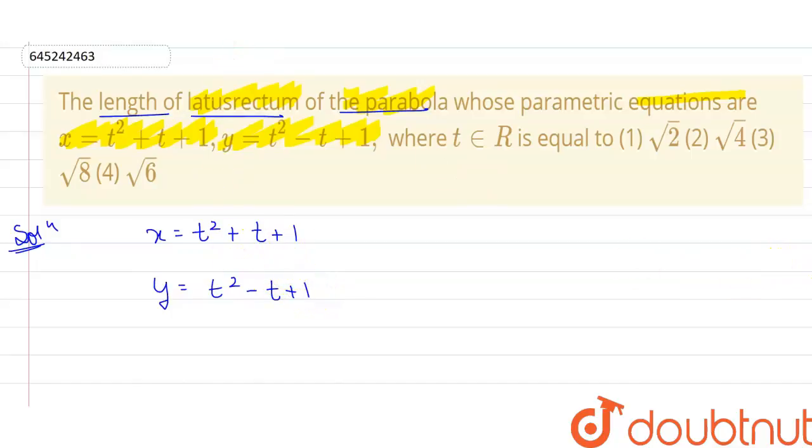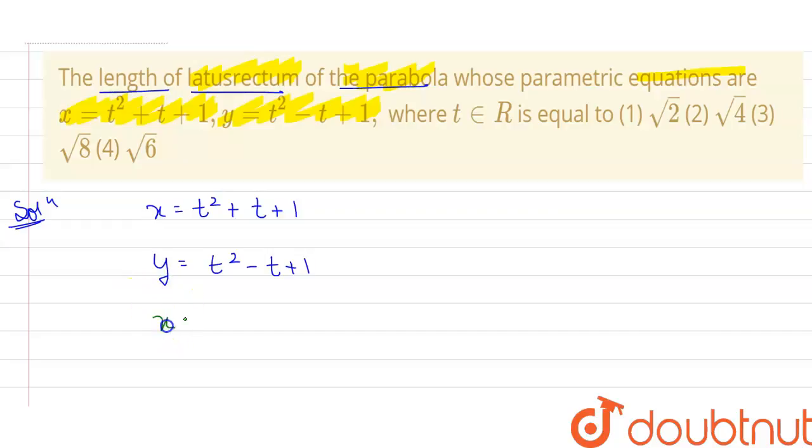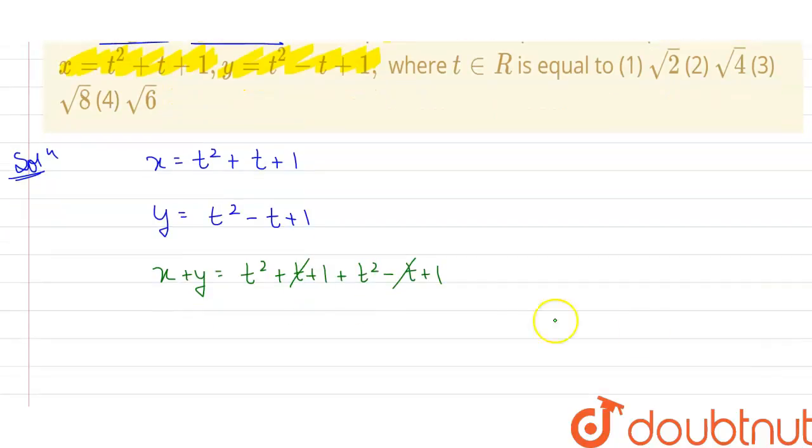If I take the summation of x and y, my x + y will become t² + t + 1 + t² - t + 1. Clearly the t cancels out, so we receive 2t² + 2. I can take 2 common, so this becomes 2(t² + 1), and this is x + y.